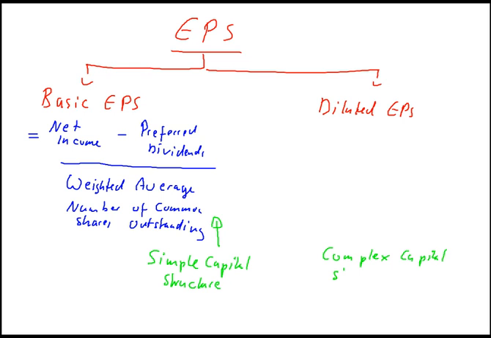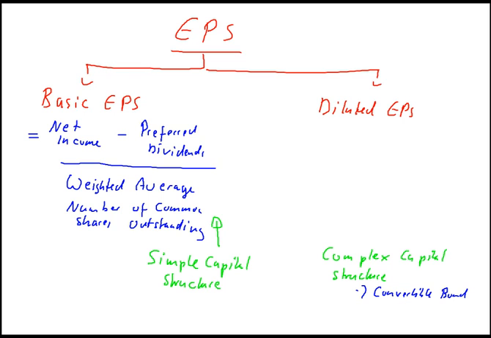On the other hand, if the firm has a so-called complex capital structure, then such a capital structure includes potentially dilutive securities, such as, for example, convertible bonds. That's one of the potentially dilutive securities included in the curriculum reading. A convertible bond is a bond that can be converted into common shares, or shares of common stock, of the firm. And if this occurs, then the EPS figure can either go up or go down. If the EPS figure goes down, then we know that the convertible bond is dilutive.